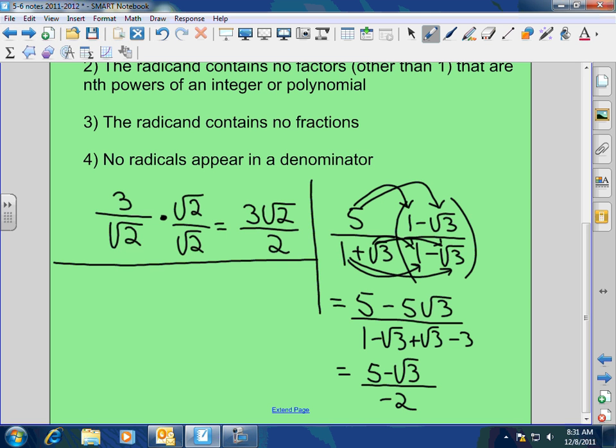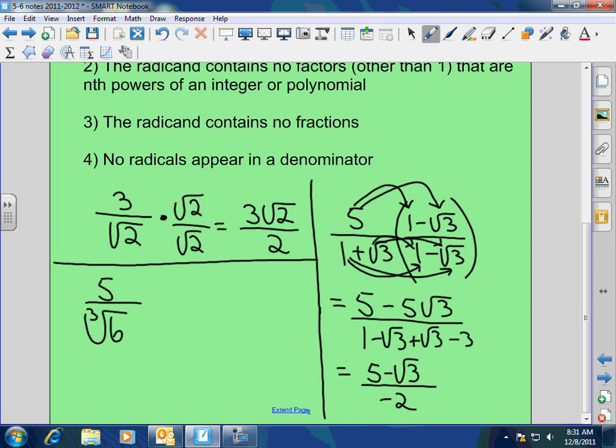Now, sometimes you have to rationalize expressions, but it's not so easy as just multiplying the square root. Let me explain what I'm talking about. Let's say I have 5 over the cube root of 6.